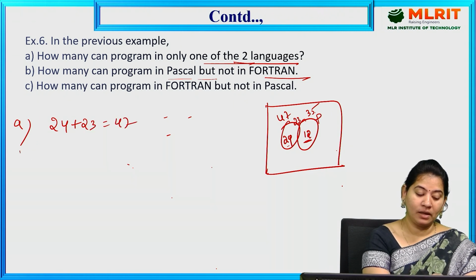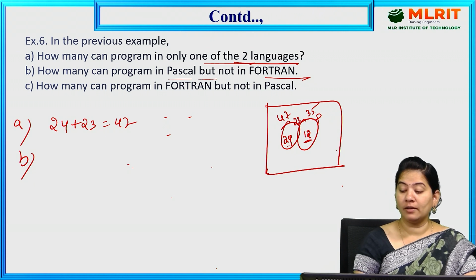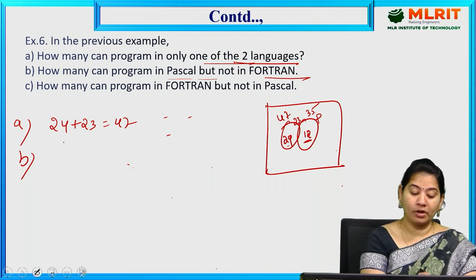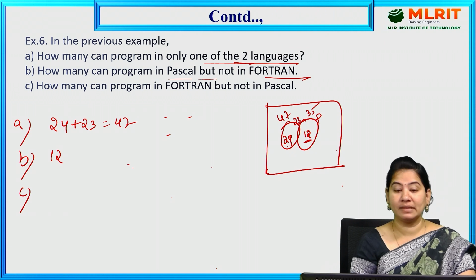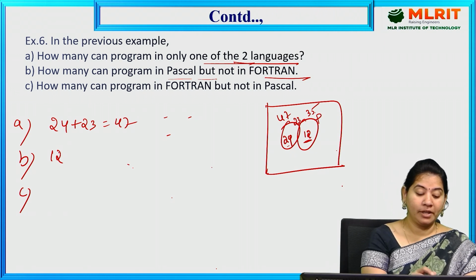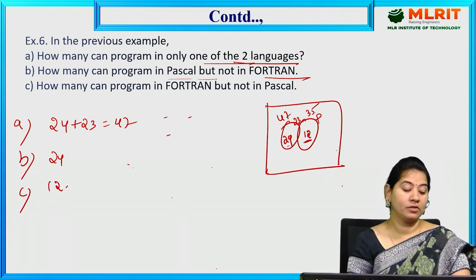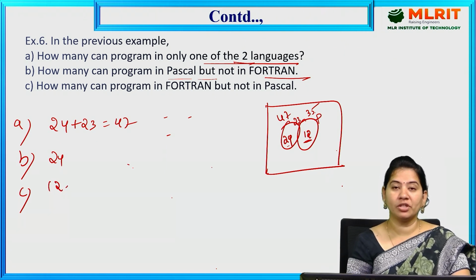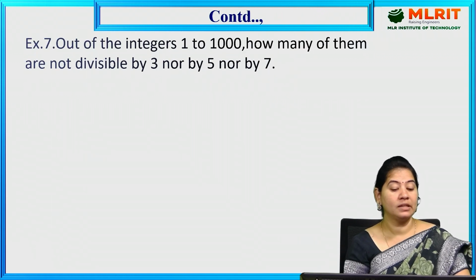And here, how many can program in Pascal but not in Fortran? So here, but not in Fortran means here 12 members. And how many can program in Fortran but not Pascal here? So here you can consider this answer is 24, and this is 12. So this is how you have to solve it. So from the previous question only, this is the sixth question we have continued here. The next one is the seventh one.